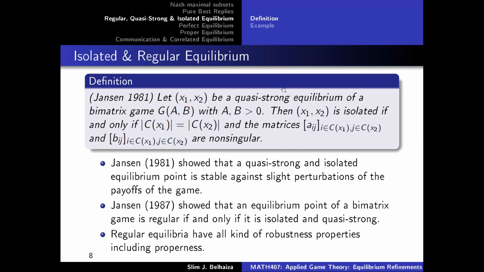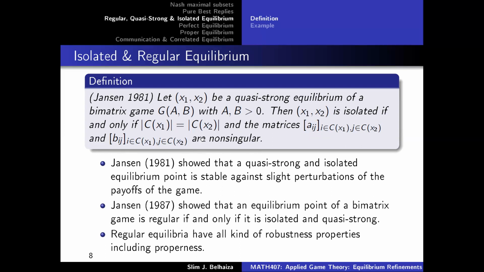Another way to prove that we have an isolated equilibrium, which we've talked about in class, is this: if you take the quasi-strong equilibrium you obtain, it has to be quasi-strong, so C of X1 is equal to the set of best replies of X2, and C of X2 is equal to the set of best replies of X1. And you have a bimatrix game where the payoff matrices are non-negative. Then X1, X2 is said to be isolated if the cardinality of CX1 is equal to the cardinality of CX2. First of all, this means that the two submatrices you extract from A and B, the submatrix Aij where i belongs to CX1 and j belongs to CX2, and the submatrix Bij, are two square matrices because of the cardinality equality. They need to be non-singular, which means invertible. If you have such a condition, then you have an isolated equilibrium.